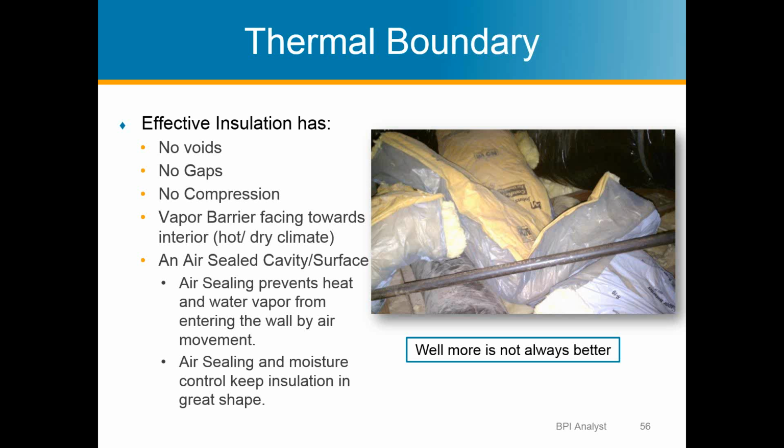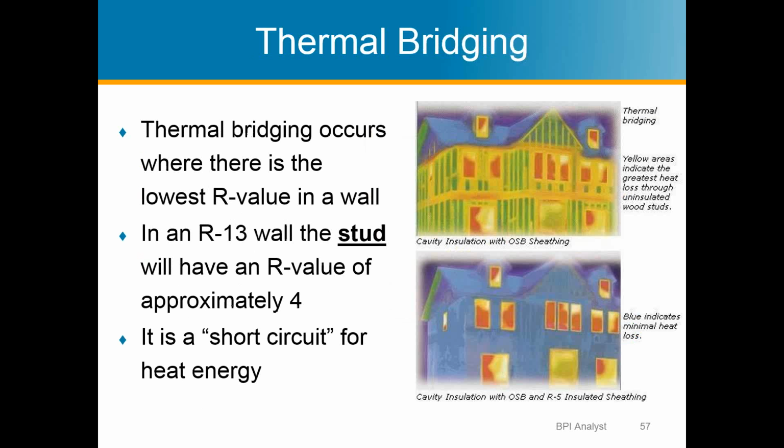So air sealing and moisture control just helps your insulation do more, or perform as it's intended to perform. Okay, thermal bridging. Thermal bridging is a term used in building science a lot, and what that means is heat energy likes to travel by way of least resistance, just like water flowing down a hill, right? It's going to find the path of least resistance to get down the hill. Your heat is going to find the easiest way in and out of your house.